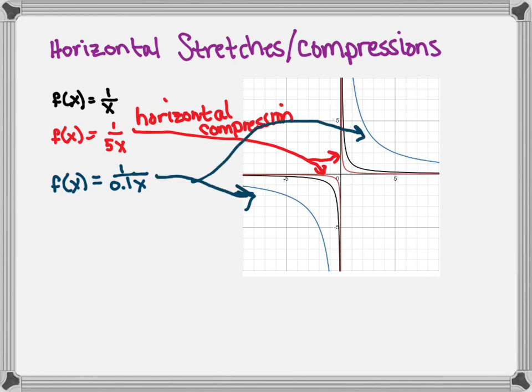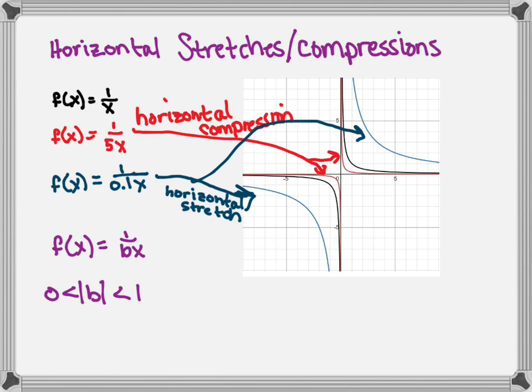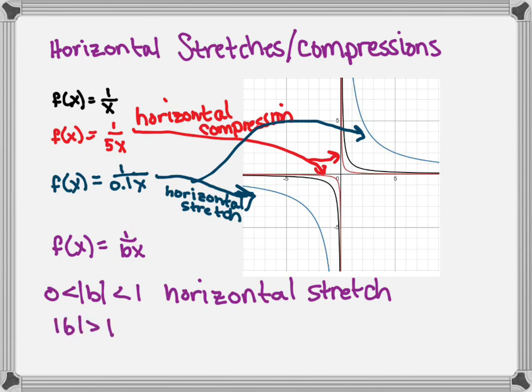Then f of x equals 1 over 0.1x, or 1 over 1/10 of an x, is here in blue, and this is a horizontal stretch. So in general, for f of x equals 1 over bx, when the absolute value of b is between 0 and 1, we have a horizontal stretch. And when the absolute value of b is greater than 1, we have a horizontal compression.